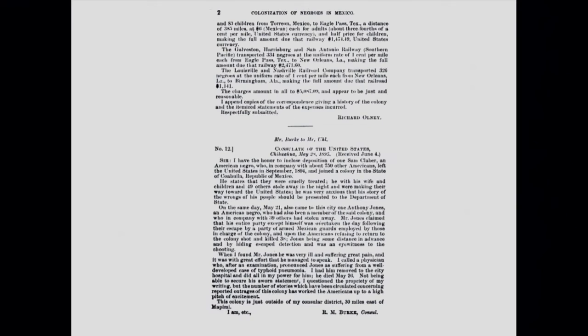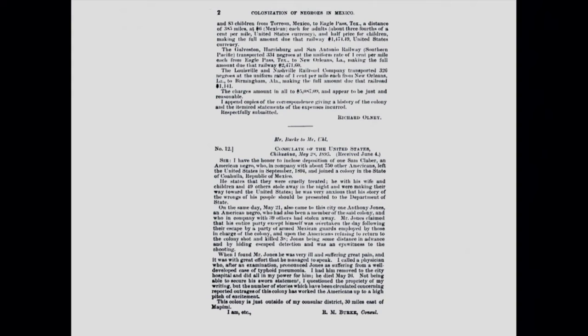The next report is entitled The Failure of the Scheme for the Colonization of Negroes in Mexico, from the 54th Congress in 1896. Apparently over 800 individuals were convinced to go join a colony in Mexico in September of 1894. Most left from Alabama and Georgia. And while they were there, Sam Claber, one of the 800, claimed that they were cruelly treated, and another, Anthony Jones, claimed that he and 39 others had stolen away, but were overtaken by a party of armed Mexican guards who proceeded to shoot and kill 38 of them when they refused to return to the colony.